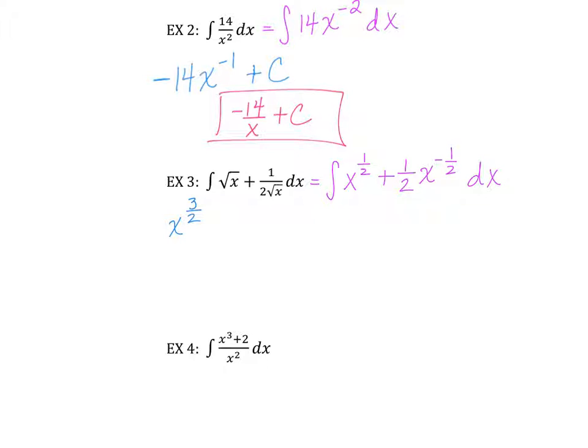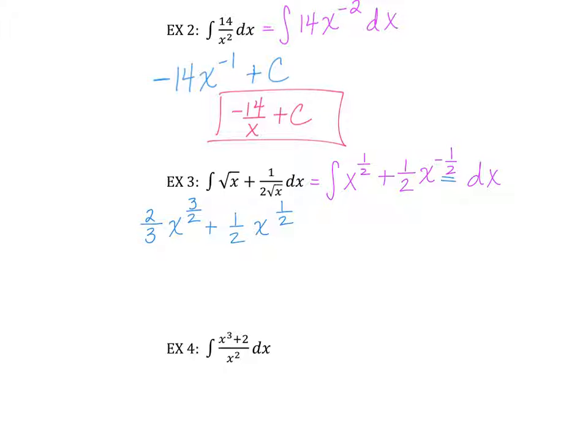Now remember, dividing by a fraction, if I say divided by 3/2, that's the same thing as multiplying by the reciprocal. So that would be 2/3 out in front. Now let's do the same thing here. I'm going to write this one out in steps. I'm going to increase the power by 1. So if I add 1 to negative 1/2, that's 1/2.